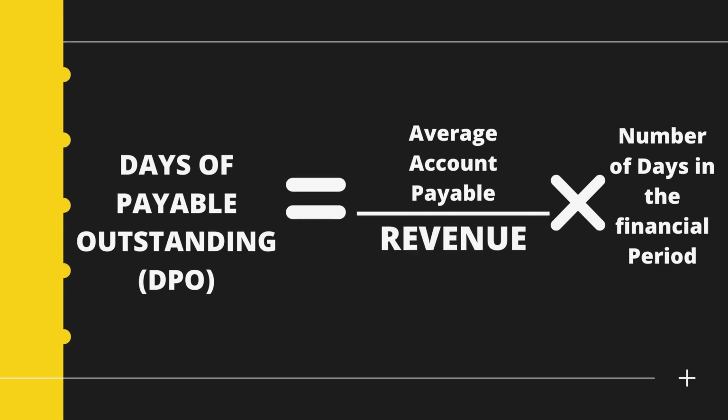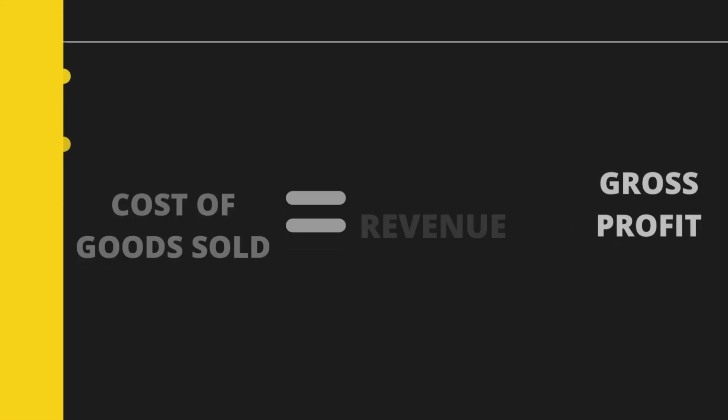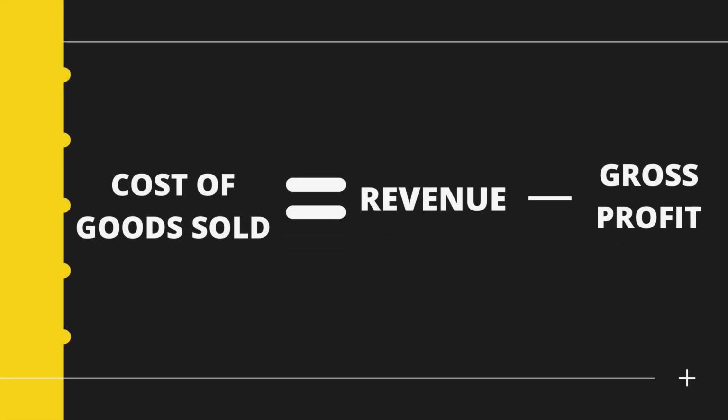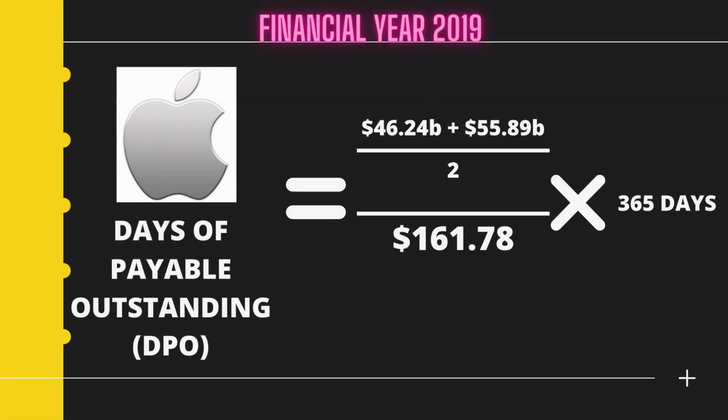Next, the days of payable outstanding has a very similar concept, but we are calculating how long before the company pays back its supplier. The formula for days of payable outstanding is the average payable divided by the cost of goods sold times the number of days. We can easily find the cost of goods sold by looking at the gross profit of a company. The cost of goods sold is basically the revenue minus the gross profit. And we can plug all these figures into the days of payable formula.